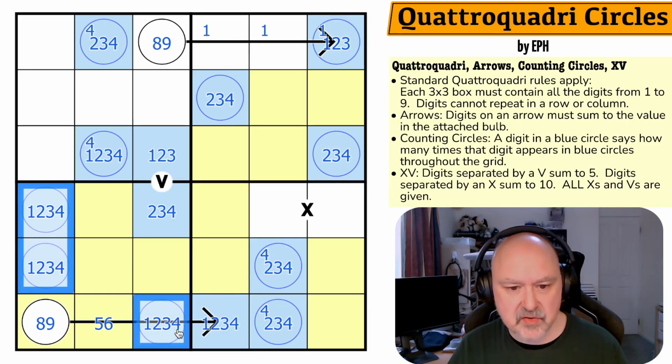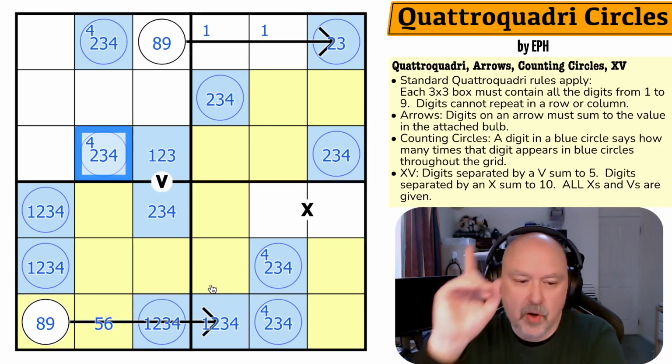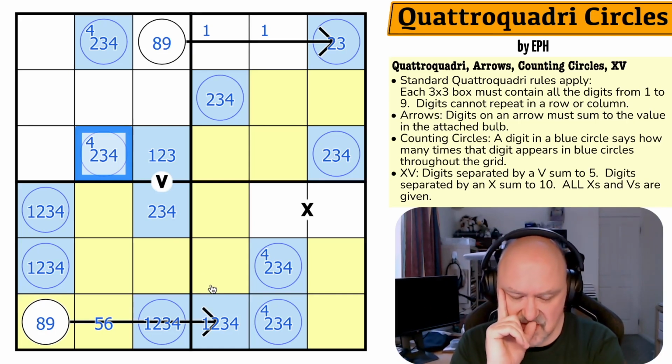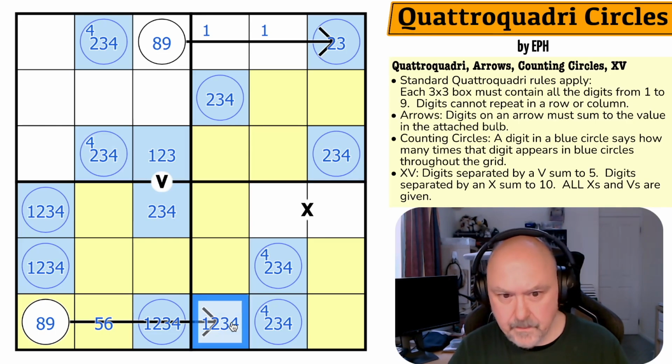There must be a 1 on a circle in this box, because these are the low digits and they're all on circles. There's no 1 here. So there's a 1 in one of these two. So I can't put a 1 here. Now there's only 2 2s in circles. I need a 4 in circles in every box. There's no 4 here.